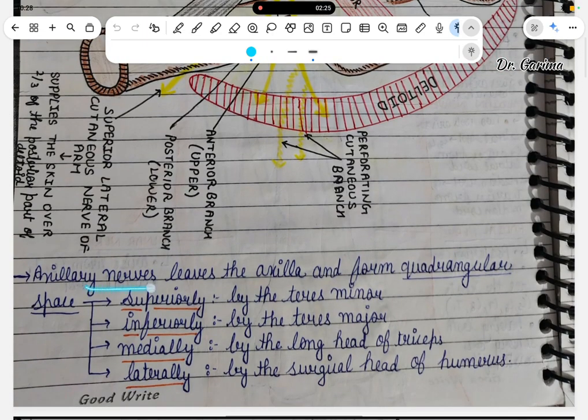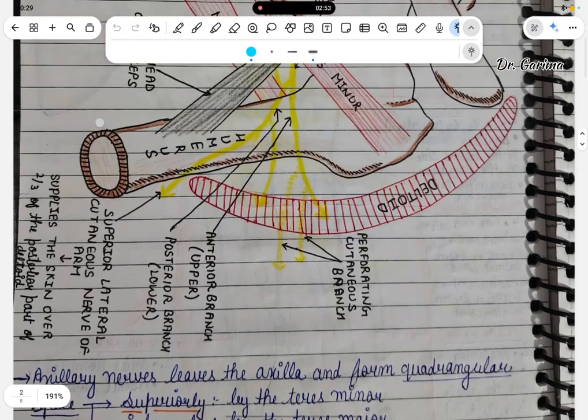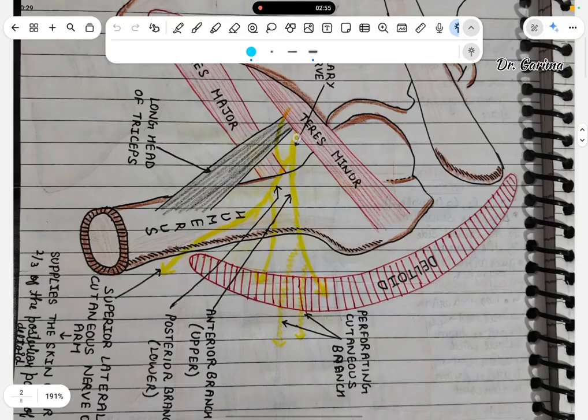The axillary nerve leaves the axilla and forms the quadrangular space, bounded superiorly by the teres minor, inferiorly by the teres major, medially by the long head of the triceps, and laterally by the surgical neck of the humerus. This is the superior part, the teres minor, inferior the teres major, medial the long head of the triceps, and lateral the humerus.